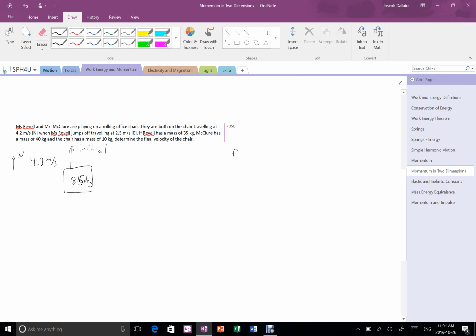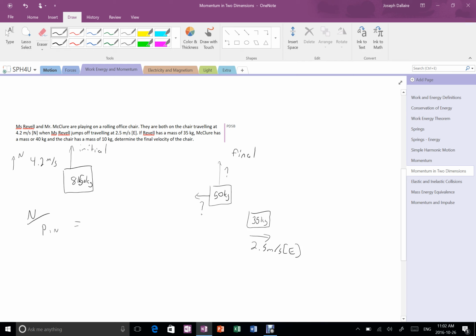In the final situation, we have two objects. We have Revel, who is 35 kilograms and traveling at 2.5 meters per second east. And we have the McClure chair combo, which is 50 kilograms, and is still going to be going north, but now it's also going to be going a little bit west to compensate for this movement east. So we don't know either of these values. So starting in the north direction, we can conserve momentum.